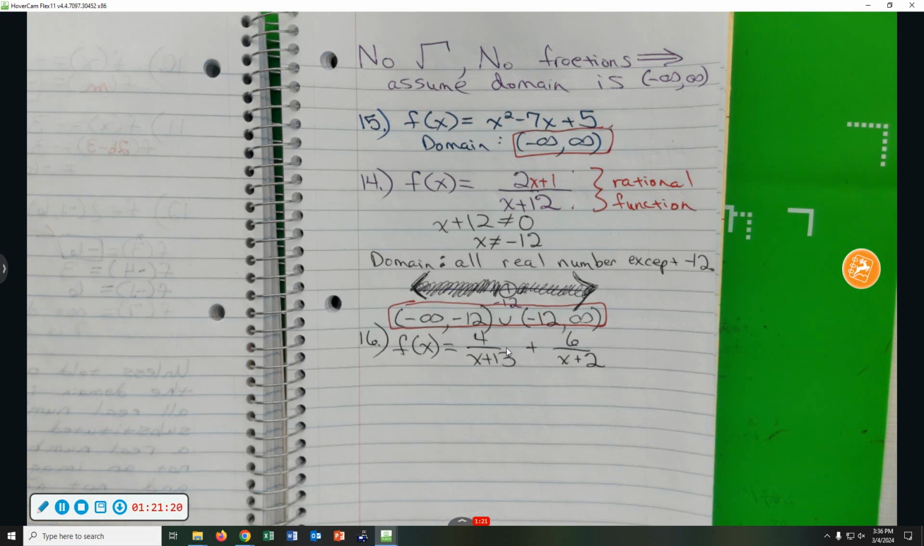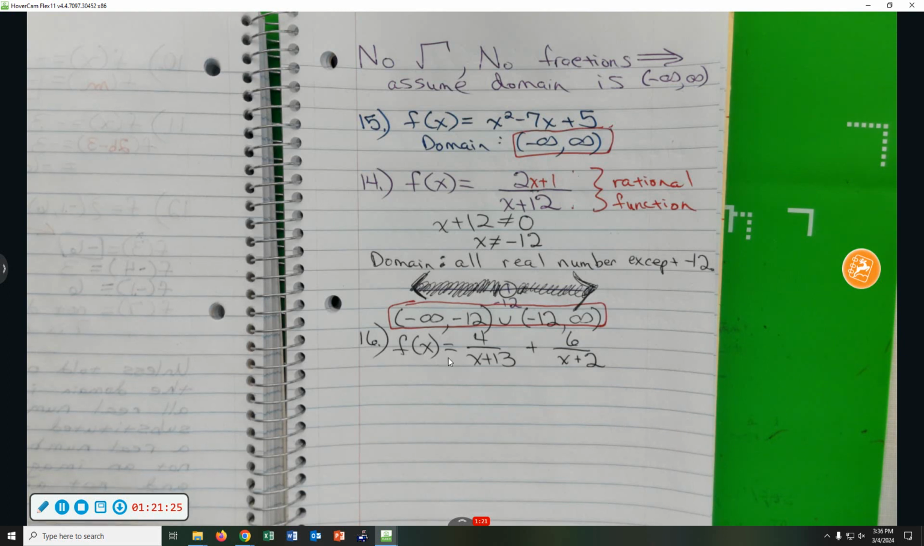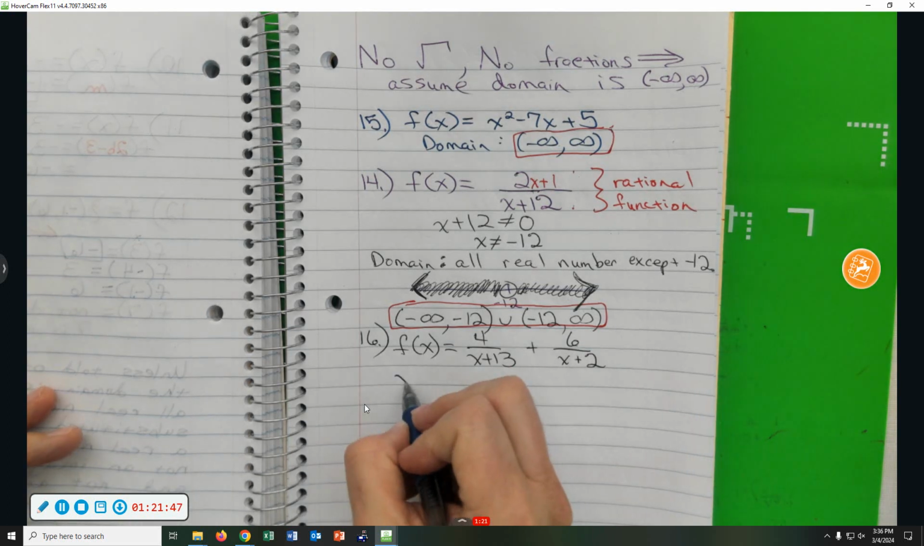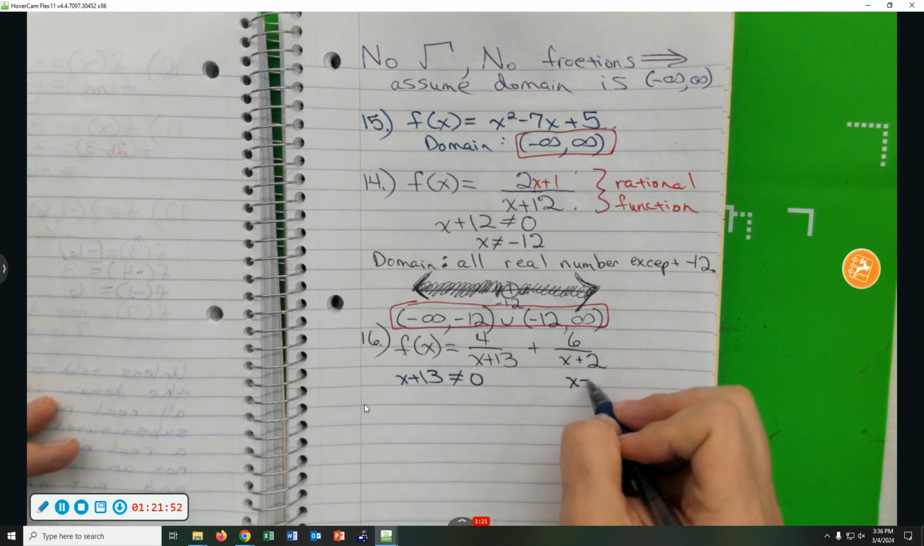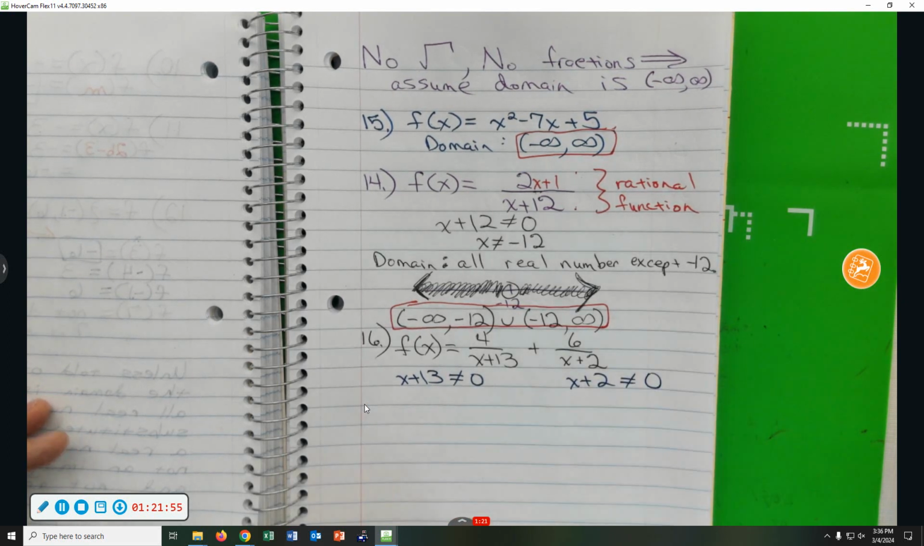First question, will this thing produce imaginary numbers? And the answer is no, it won't produce imaginary numbers because there's no square roots. We're going to get there. Probably the next one will have a square root appearing, but for the time being, still no square root. Will it produce undefined results? Yes. In this case, we have two denominators. We don't want either of those denominators to be 0. X plus 13 can't be 0. X plus 2 can't be 0.